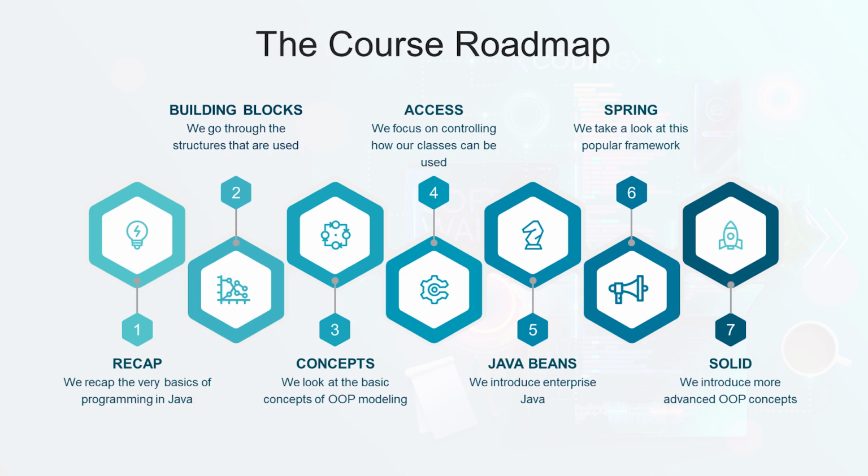Then we take a look at access, and we focus on controlling how our classes can be used. Once we've gotten through these basics, we'll take a look at Java Beans, where we actually introduce Enterprise Java, and then we'll look at Spring, which is a popular framework for Java. We'll wrap up the theoretical side of this course in section 7, where we look at solid programming, and we'll consider more advanced object-oriented programming concepts in that section. And then lastly, we'll be having a practical section where we implement 2 common design patterns.